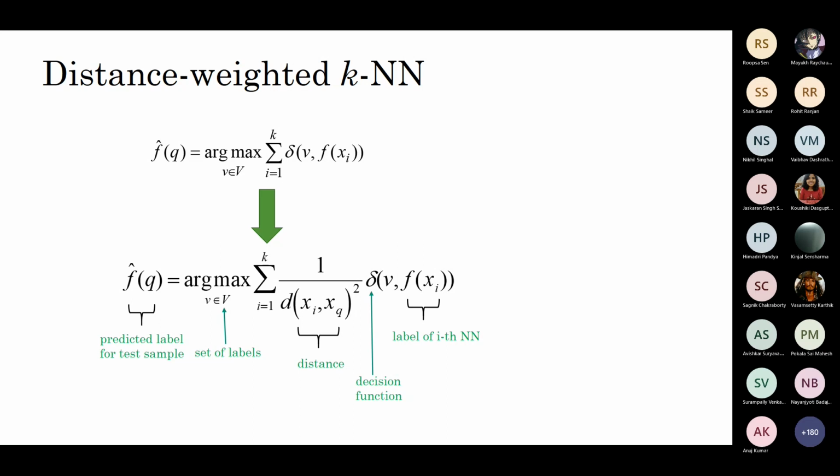So the delta of b, f of xi, is basically checking whether f of xi, the true label or the training true label of the ith sample, equals b, which is one particular label. If they are equal, delta returns 1. If they are unequal, delta returns 0. So it is basically counting how many samples from each category you will have in k-nearest neighbor. That's what it is doing.